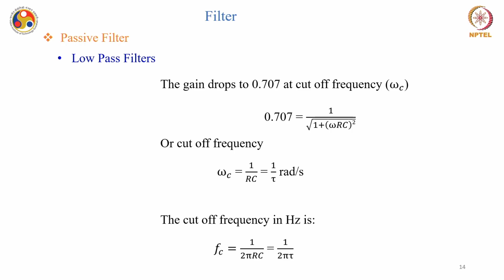Now this gain drops to 0.707 at the cutoff frequency omega c, okay. So you can simply find the cutoff by equating this particular gain, 1 by under root 1 plus omega RC squared, with 0.707, okay. Or the cutoff frequency can be simply calculated by this particular formula, and the cutoff frequency is given as 1 by 2 pi RC, or 1 by 2 pi tau.